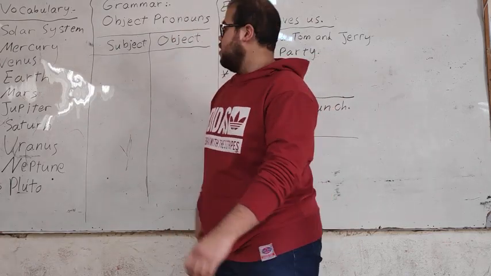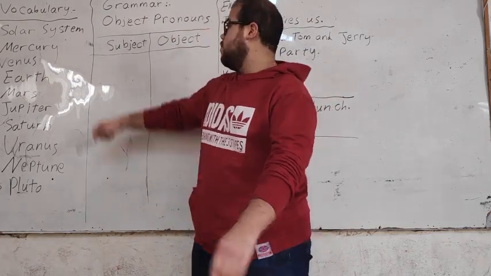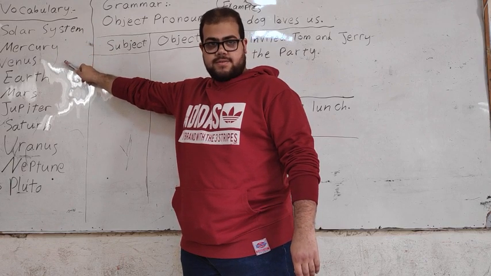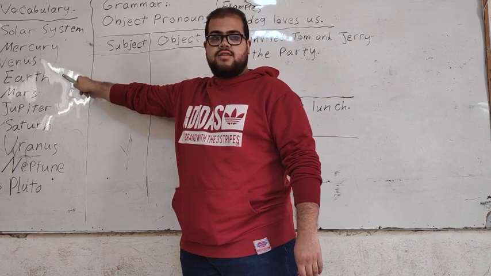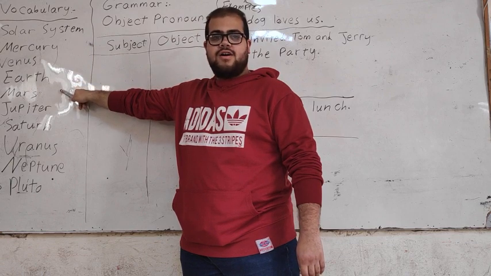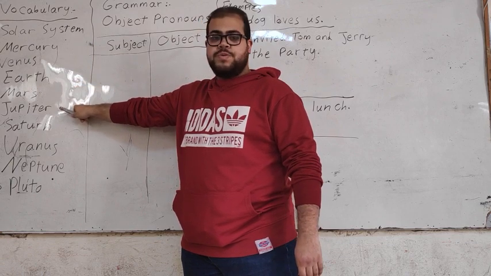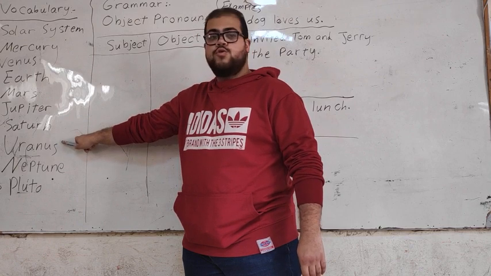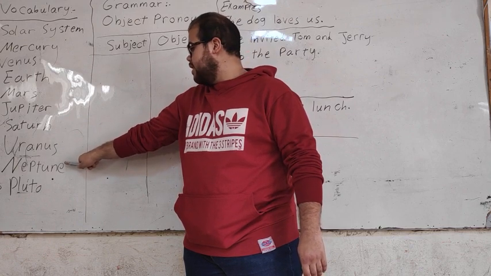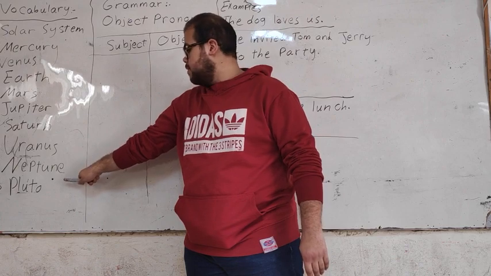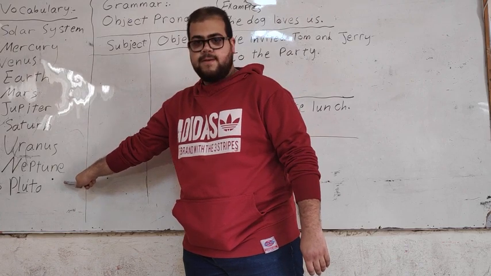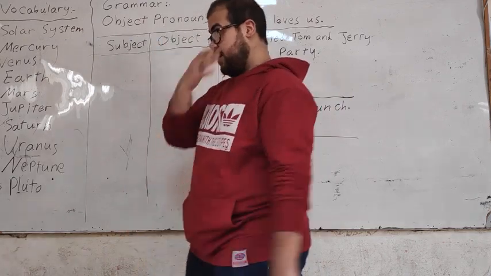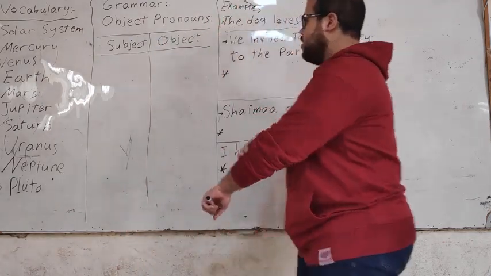Okay, so let's say them one more time. Mercury, Venus, Earth, Mars, Jupiter, Saturn, Uranus, Neptune, Pluto. Very well. Now, let's head to the piece of grammar, and this one is really easy.